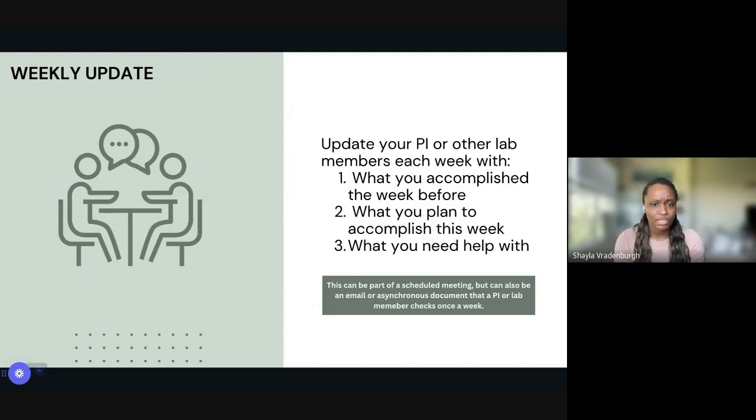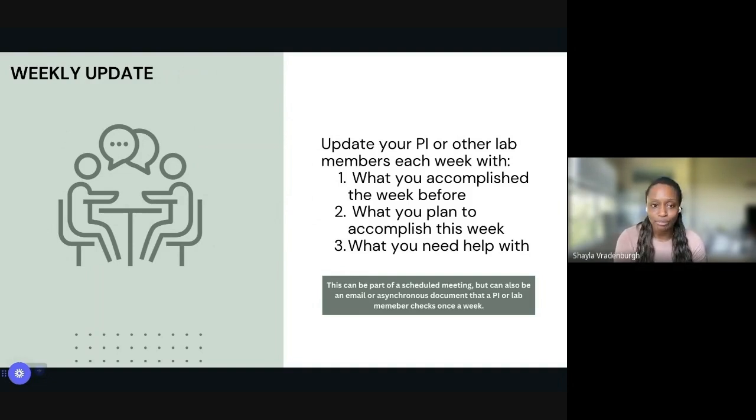If you don't normally have weekly meetings, another really great way to utilize this framework is in an asynchronous kind of model where you're just sharing email updates or Slack messages with PIs or other lab members, just letting them know what you've been working on and what you're planning to work on. What I think is really great about this is that it helps create alignment between PIs as well as their lab members in terms of what actually should be done this week.